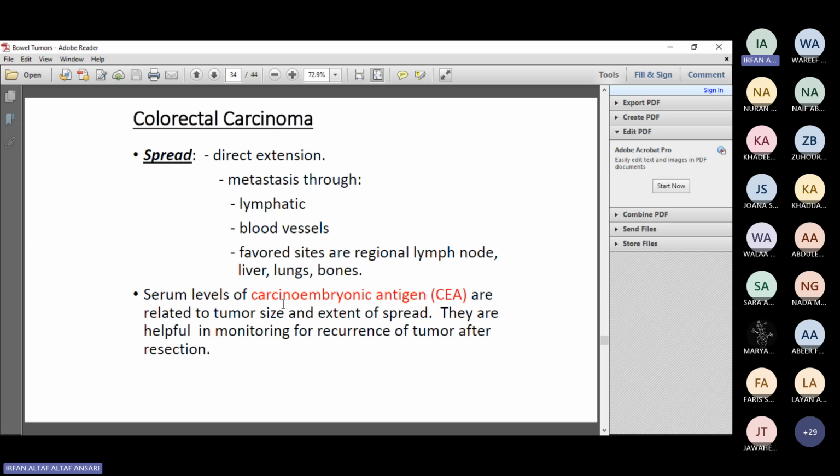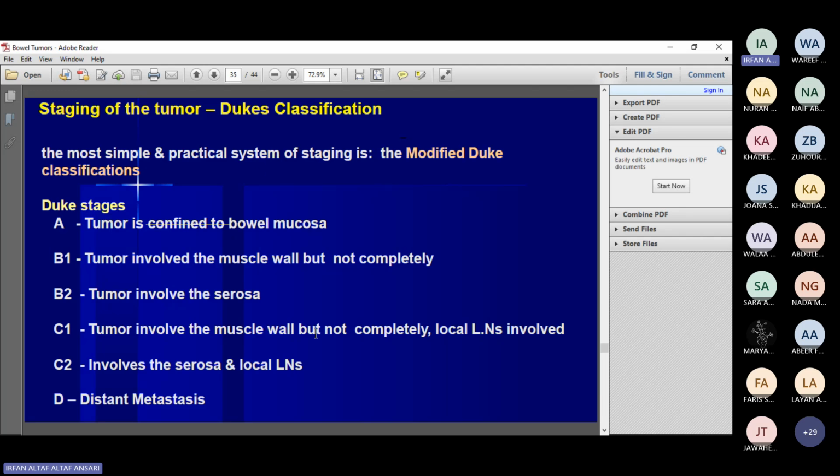But usually we don't use carcinoembryonic antigen as a diagnostic marker. We use it as a prognostic marker. Very, very important prognostic marker, especially in a person who has undergone surgical resection or chemotherapy for the colorectal carcinoma. So you follow up with the carcinoembryonic antigen. If this level is raised, you can suspect the recurrence of the tumor after resection. So it is a very, very important prognostic marker.